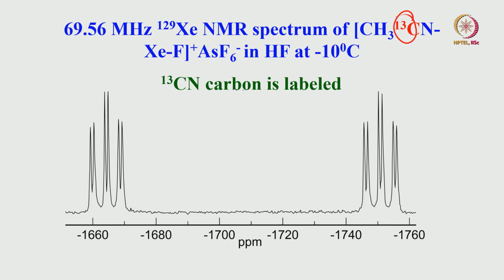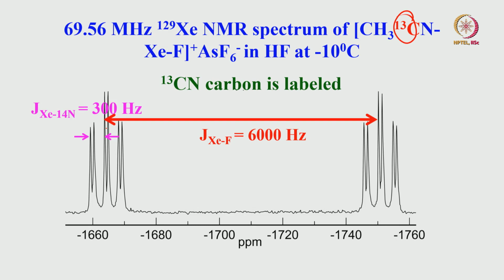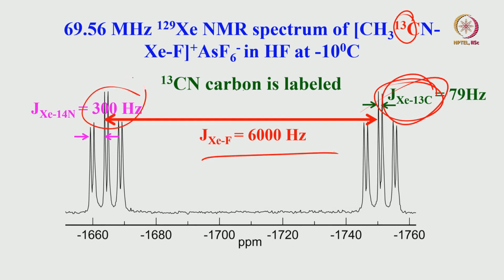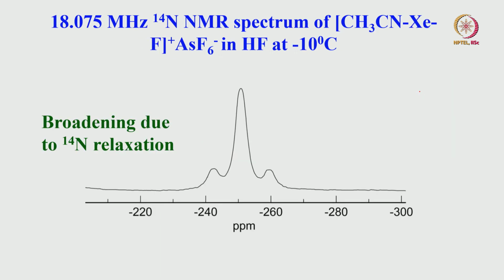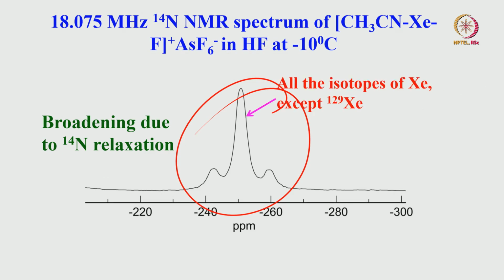Interestingly, if you label the system, if carbon 13 is labeled, then what will happen? This xenon coupling is there. This is the xenon-nitrogen 14 coupling, and each line of this equal triplet of 3 lines is further split into a doublet because of carbon coupling. See, this is 6000 Hertz, 300 Hertz, and this is 73 Hertz, and this is the pattern you are going to get. And the nitrogen 14 NMR of this molecule is very broad because of nitrogen 14 relaxation.